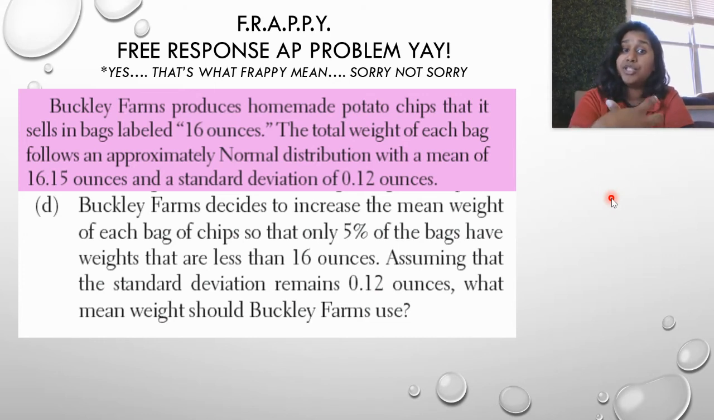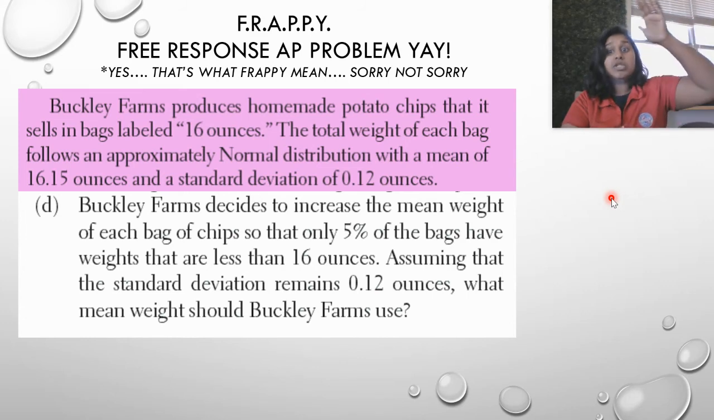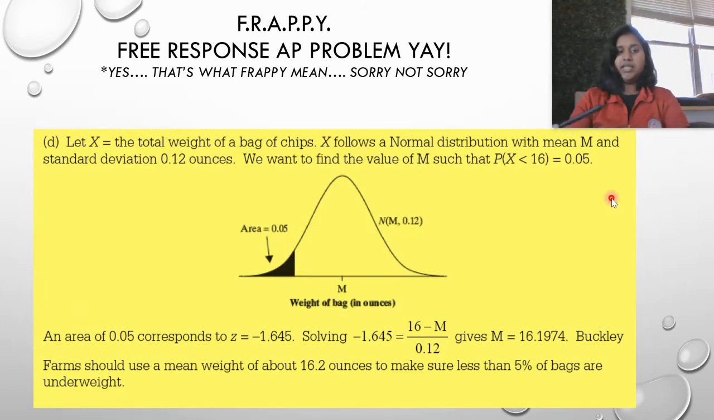So what do I have to do? The original mean weight, I have to increase it to reduce the number of bags that are below 16 ounces. So our standard deviation remains the same. What should I change the mean weight to? If I remember going back to A, we worked that question forward. Basically, go back to question A and work it backward. Instead of solving for the probability, we have the probability. We know we have 5%.